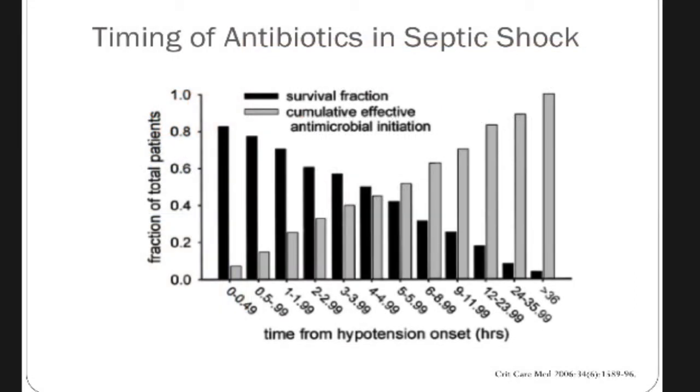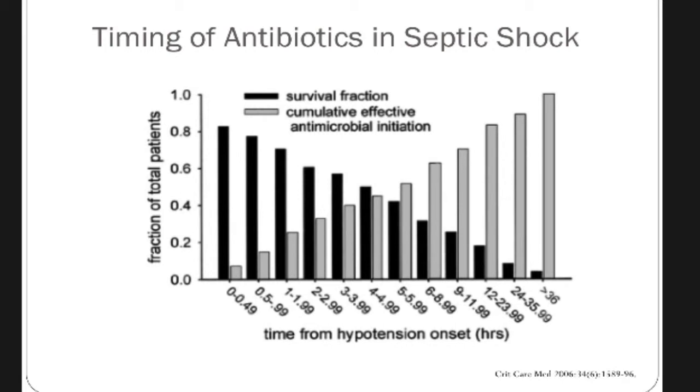And this graph is from the trial with Kumar that I just spoke about, and it shows the cumulative effective antimicrobial initiation following the onset of septic shock-associated hypotension and associated survival. And the x-axis on this graph represents the time in hours following the first documentation of septic shock-associated hypotension. And then the black bars represent the fraction of patients surviving to hospital discharge for effective therapy initiated within this given time interval.